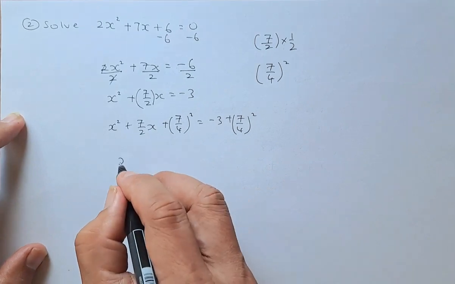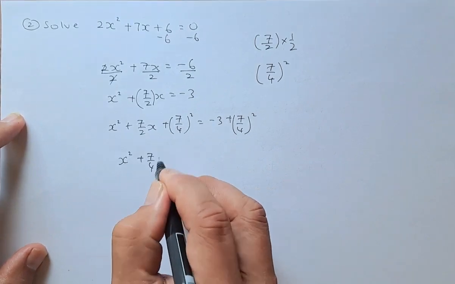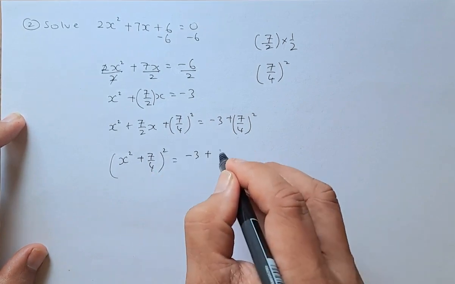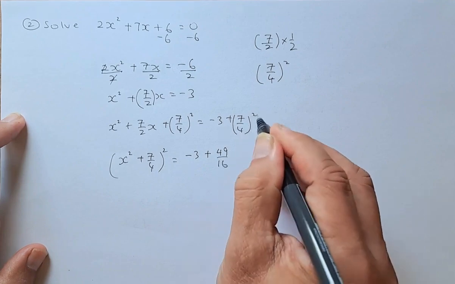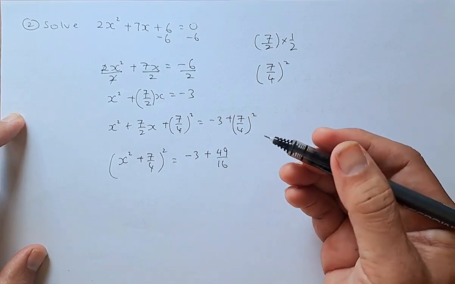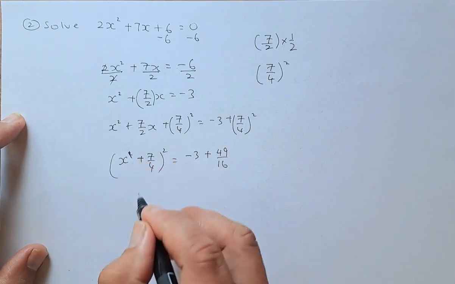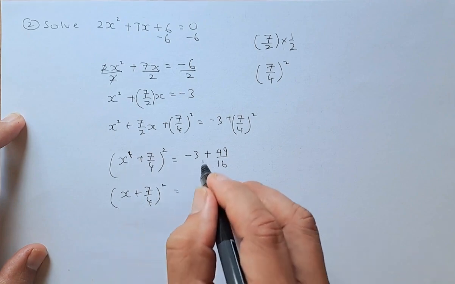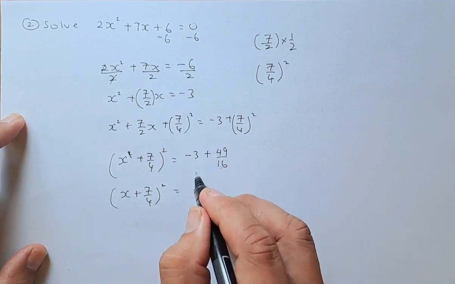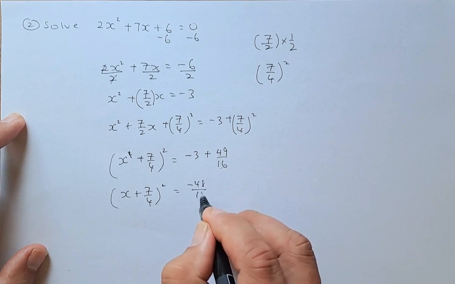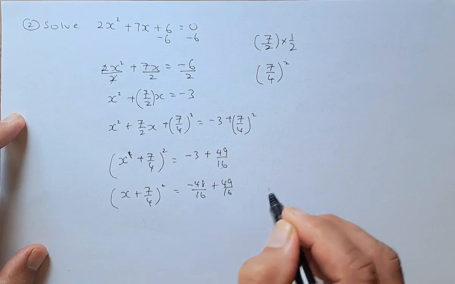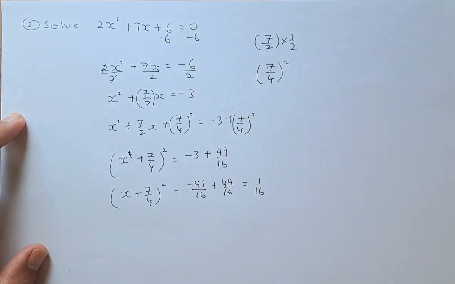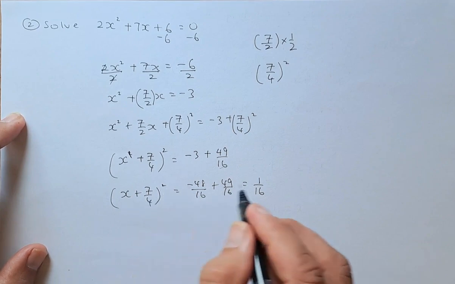This is actually x plus 7 over 4 squared. It's going to be minus 3 plus 49 over 16, because 7 squared is 49, 4 squared is 16. You simplify this. This is minus 48 over 16 plus 49 over 16, and that will be equal to 1 over 16. So now you have this equation, x plus 7 over 4 squared equals 1 over 16.